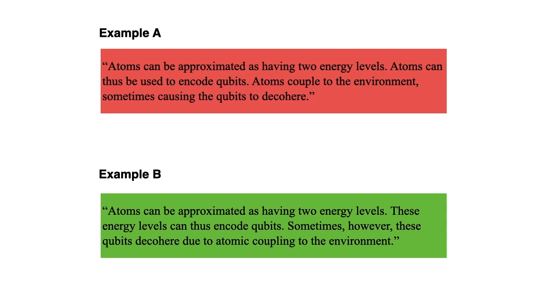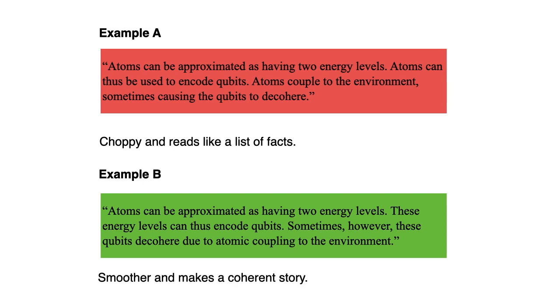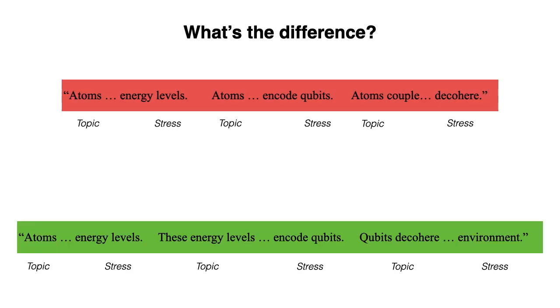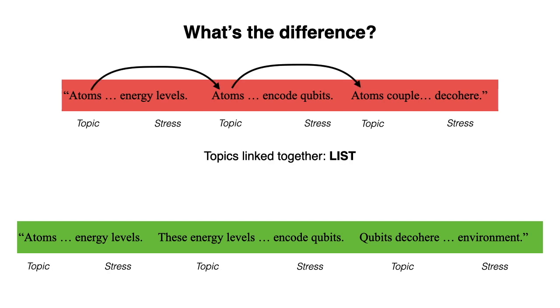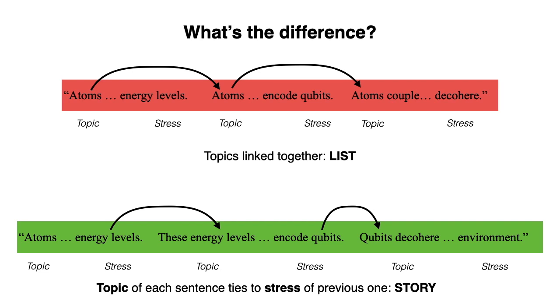Both of these paragraphs say the same thing, but I hope you agree that the first one sounds choppy and reads like a list of facts, whereas the second one is smoother and makes a coherent story. So let's break down what the difference is. In the first example, the topic of each sentence is atoms. The sentences form a list of facts about atoms without providing any structure to those facts. When the topics are linked together, it sounds like a list. In the second example, the topic of each sentence ties to the stress of the previous one. This links the past to the future, which makes your sentence read like a story.